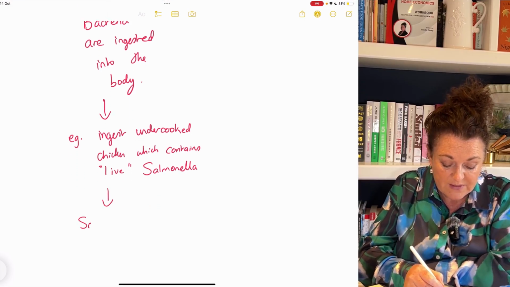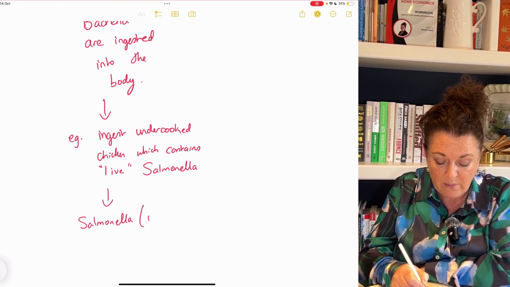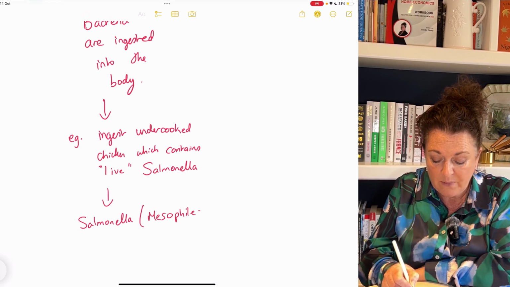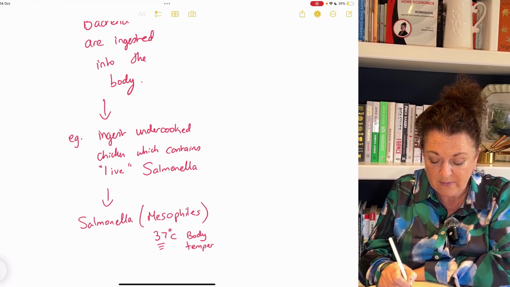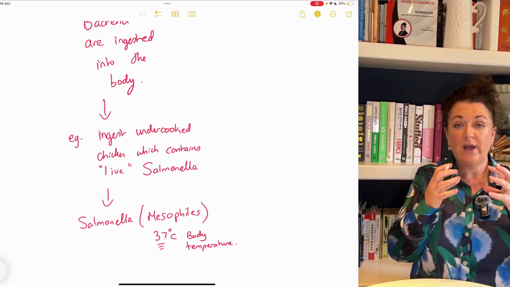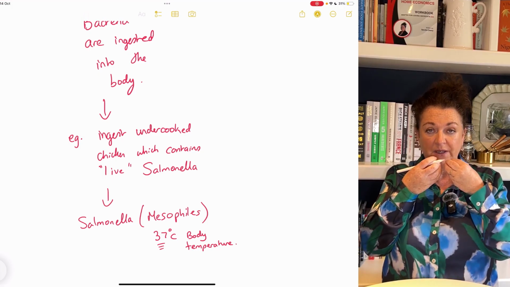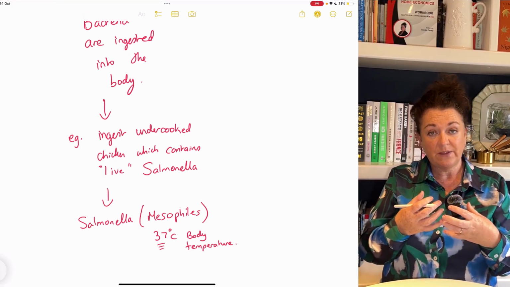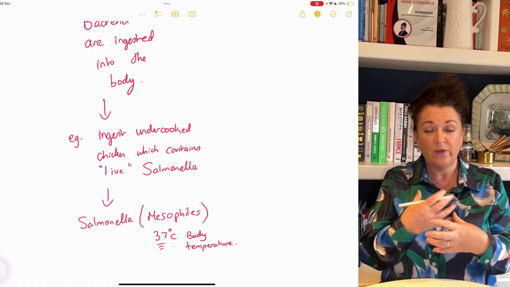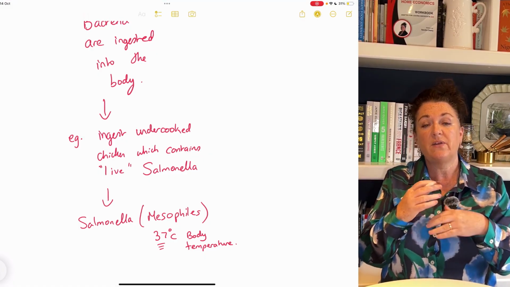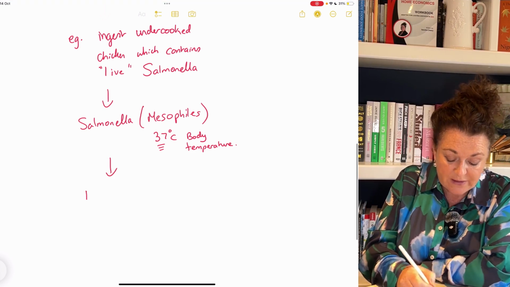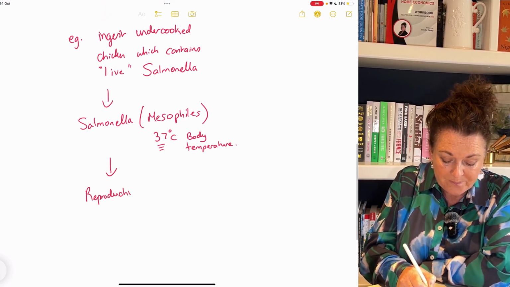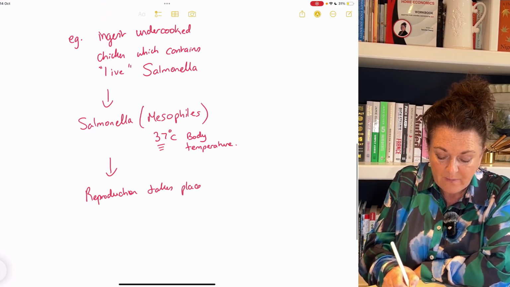And then the salmonella happen to be mesophiles. And you might remember that their optimum temperature is between 20 and 45 degrees centigrade, and that includes body temperature, right in the middle of that temperature range. So now we have live bacteria ingested into the body, and what happens then is, because they are mesophiles, the 37 degrees centigrade within our body is perfect. And what will happen is they will start to multiply by binary fission inside the body. So we note that reproduction takes place inside the body.